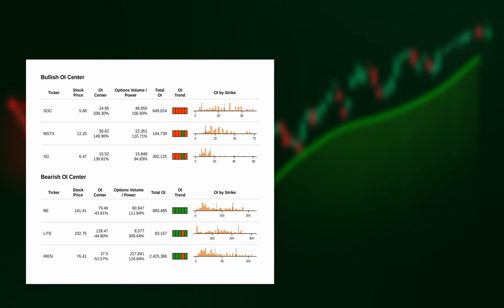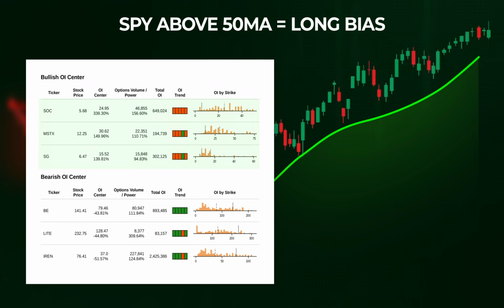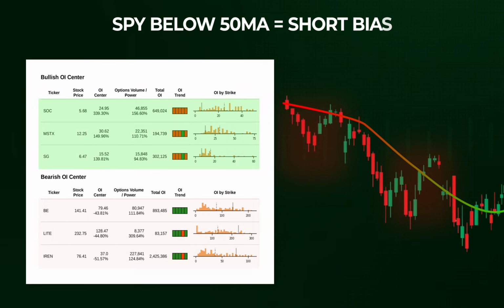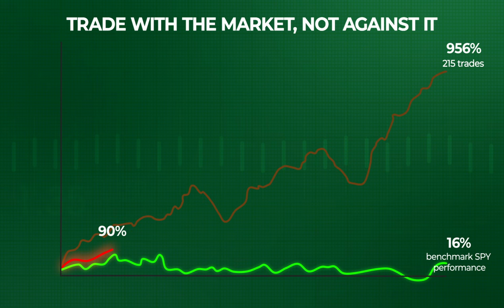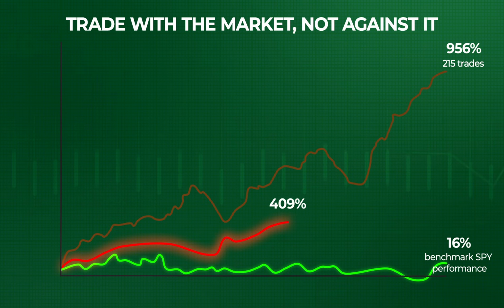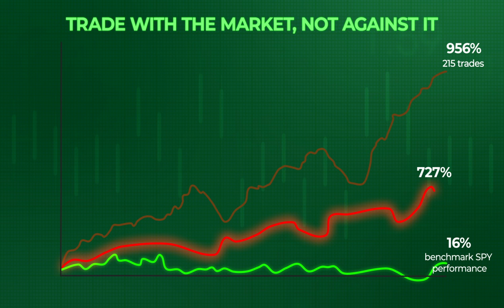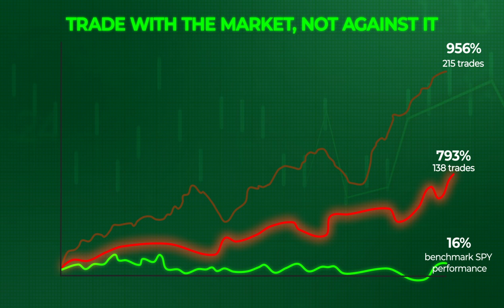To capture that trend, we use the 50-day moving average of SPY, a simple way to separate bullish from bearish phases. When SPY trades above the 50-day MA, we only take long trades from the open interest report. When it's below, we only take short setups. That single change removes a lot of the choppy trades that fight the market's direction, and it makes the strategy calmer, steadier, and much more consistent.